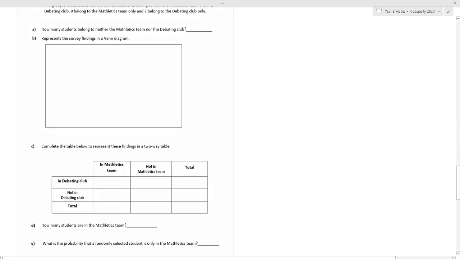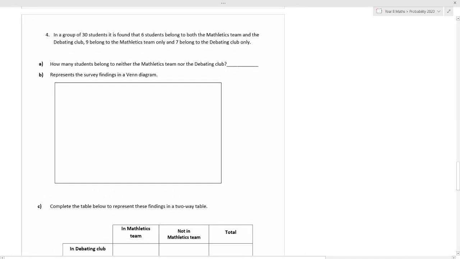Now this time we've got the good old Venn diagram two-way table. Remember, I'm going to do this live as we go, because I want to talk about how you read this and how you interpret it. A group of 30 students, okay, so let's get our highlighters out and highlight 30 students. It's found that 6 students belong to the Mathletics team and the debating club. So it's really important, that's 6 in Mathletics and the debating club. 9 belong to the Mathletics team only, and 7 belong to debating only.